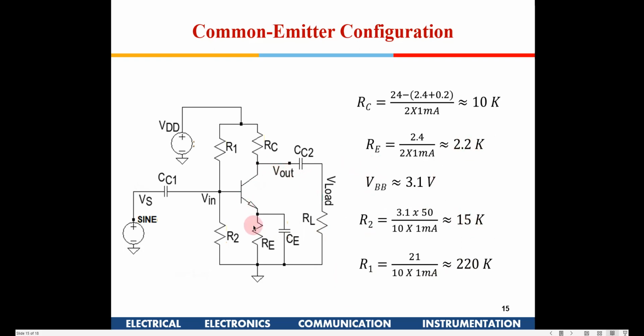Okay. Now similarly RE. Like we discussed, 10% of the VDD will be dropped across RE. So 2.4 divided by 1 milliampere. Actually, the current in RE is approximately equal to IC, right? So I am writing 1 milliampere here. These are some rough hand calculations to quickly decide the values of these resistances, so that we can design this amplifier, give an input signal and see the output signal. Okay, so I can compute the value of RE as 2.2K.